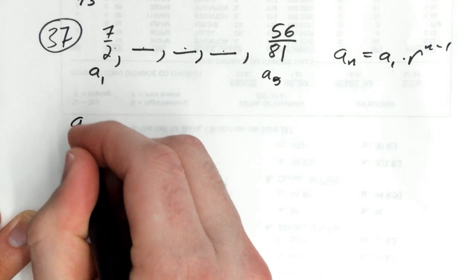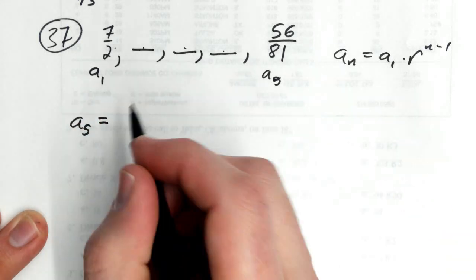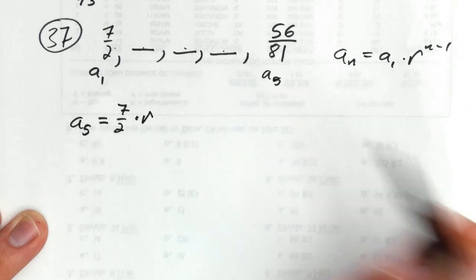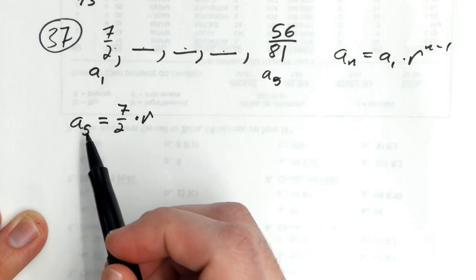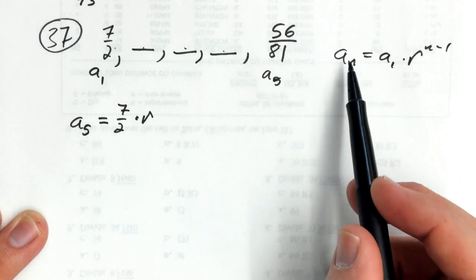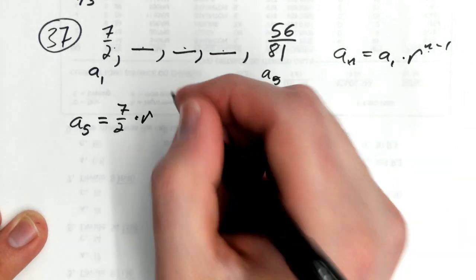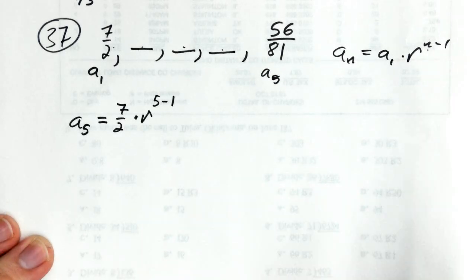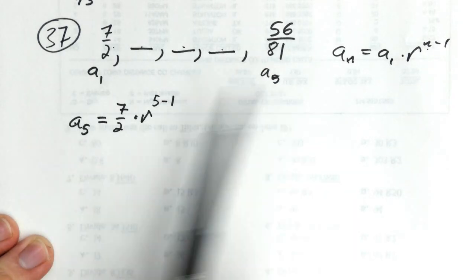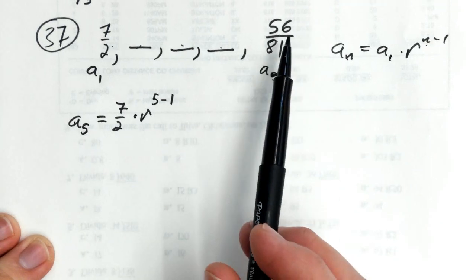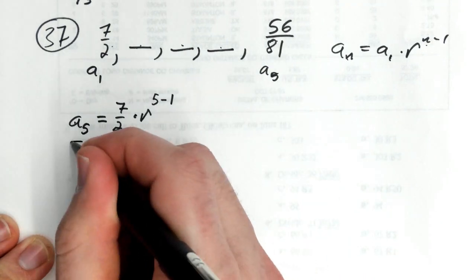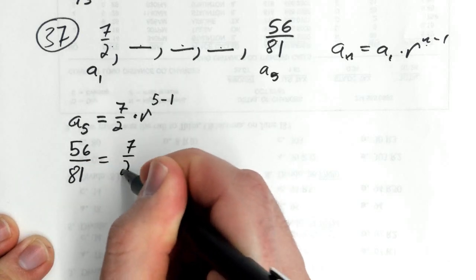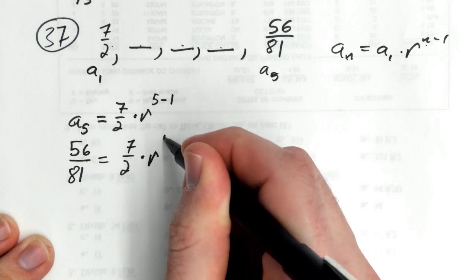We can write that a sub 5 is equal to a sub 1, which is 7 over 2, times r. We don't know that. We're trying to figure it out. If I plug in a sub 5, that's n, right? So I know n is 5 for that term, so I'll put 5 minus 1 up here. Now, I have two variables, but I do know what a sub 5 is. A sub 5 is 56 over 81. So I can write 56 over 81 is equal to 7 over 2 times r to the 4.